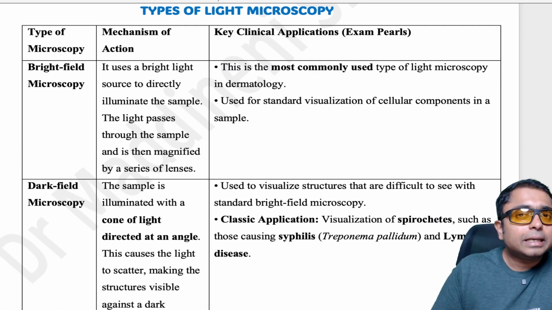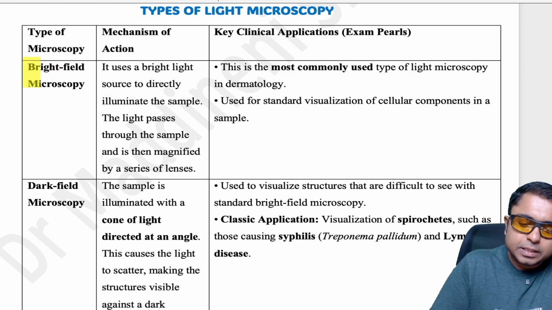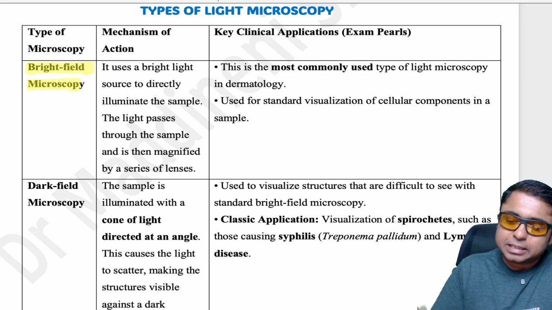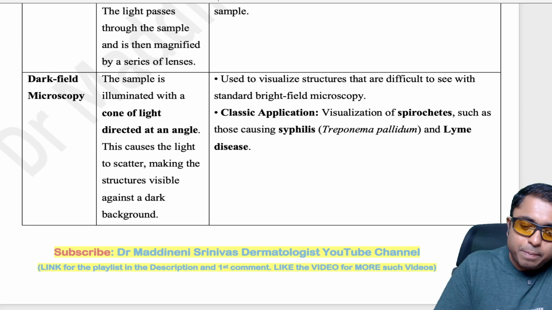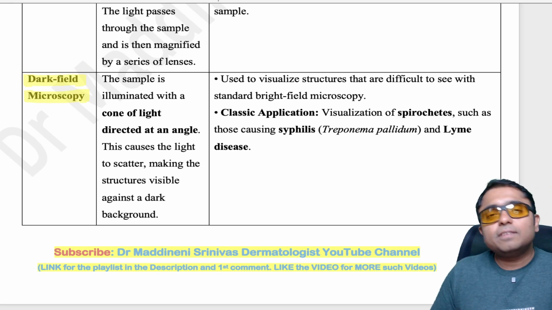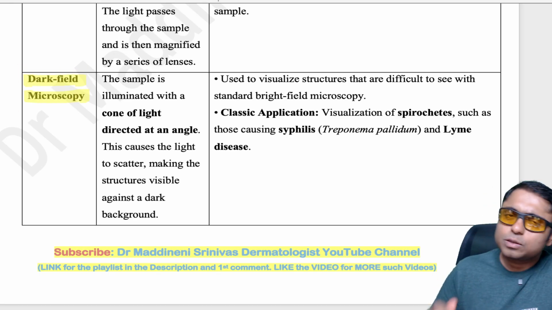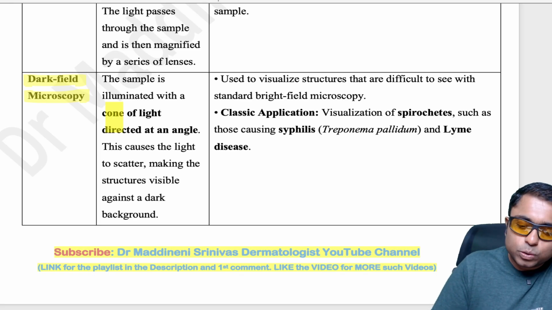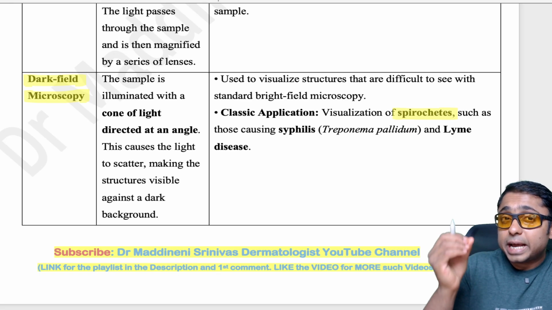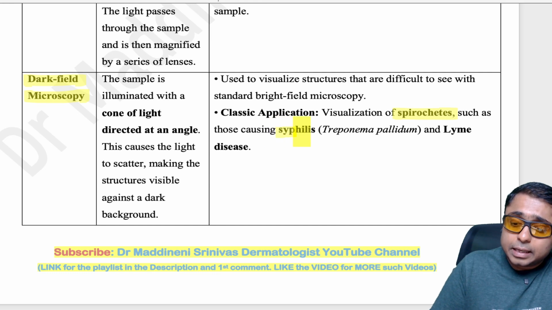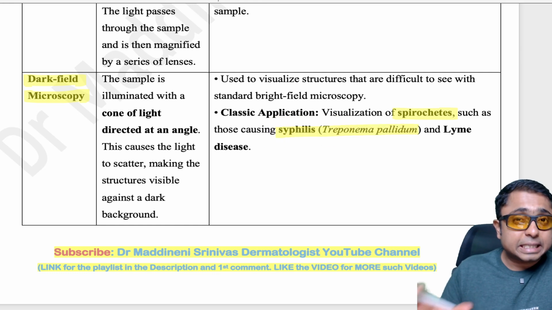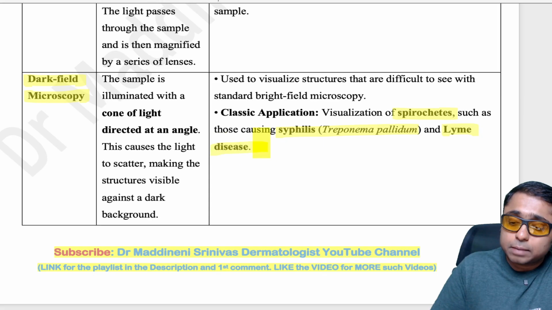You should know what are the different types of light microscopy. The first and foremost is the bright field microscopy, which is the most commonly used light microscopy, right? And it is used for visualization of the cellular components. Whereas this dark field microscopy, very interesting. So this in itself is a separate question or topic of discussion. So here we are going to see briefly what it is used for and what the mechanism is. Basically it is used in the case of the spirochetes, because they are very slender and we cannot identify them with the help of a normal microscope. And the organisms, of course, are Treponema pallidum producing syphilis, Borrelia burgdorferi producing Lyme disease.